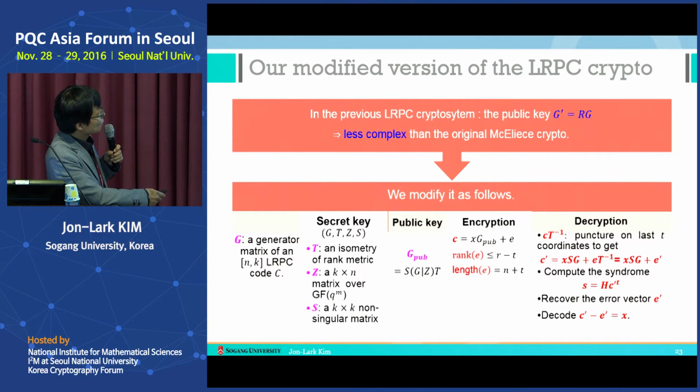We can modify the encryption by adding more columns and scrambling those columns together. So this is the classical one, but they didn't use it in the LRPC code case. So it's possible to use this one.